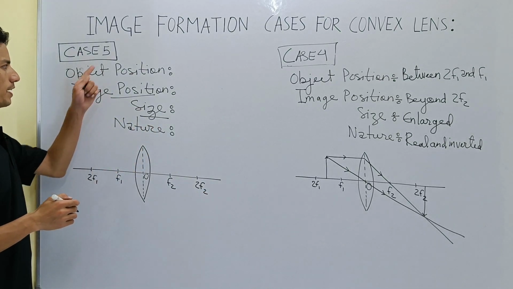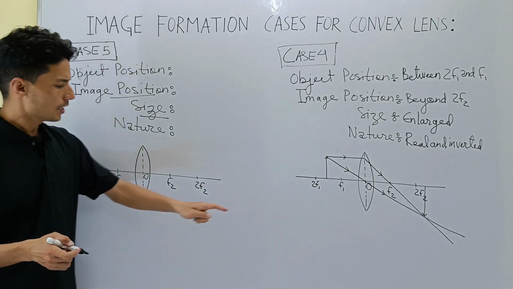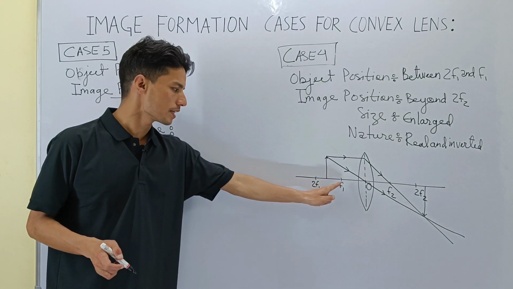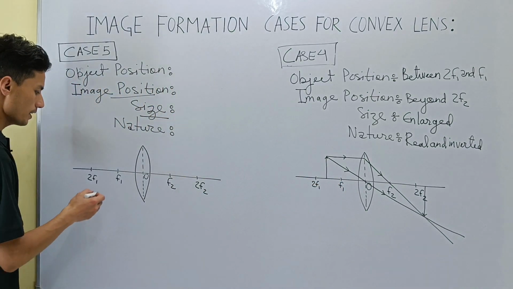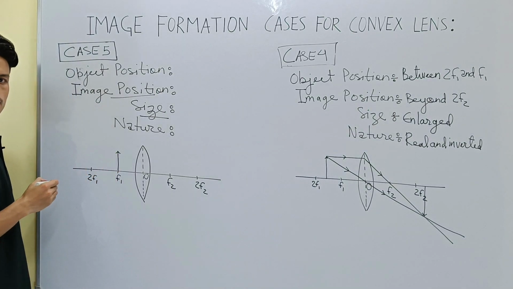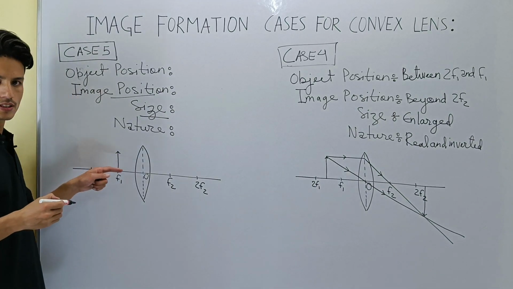Now this is case 5. Where will the object be? The object has already stood between 2F1 and F1. So now the object will stand at F1. So let us draw the object here. The object is at F1. Okay, time to draw the rays.